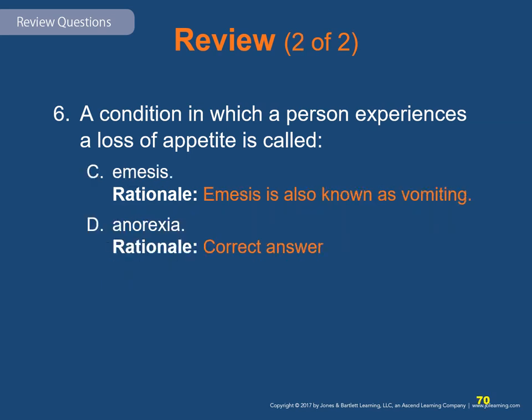A condition in which a person experiences a loss of appetite is called emesis, which is incorrect because emesis is known as vomiting, and D, anorexia, which is actually the correct answer.